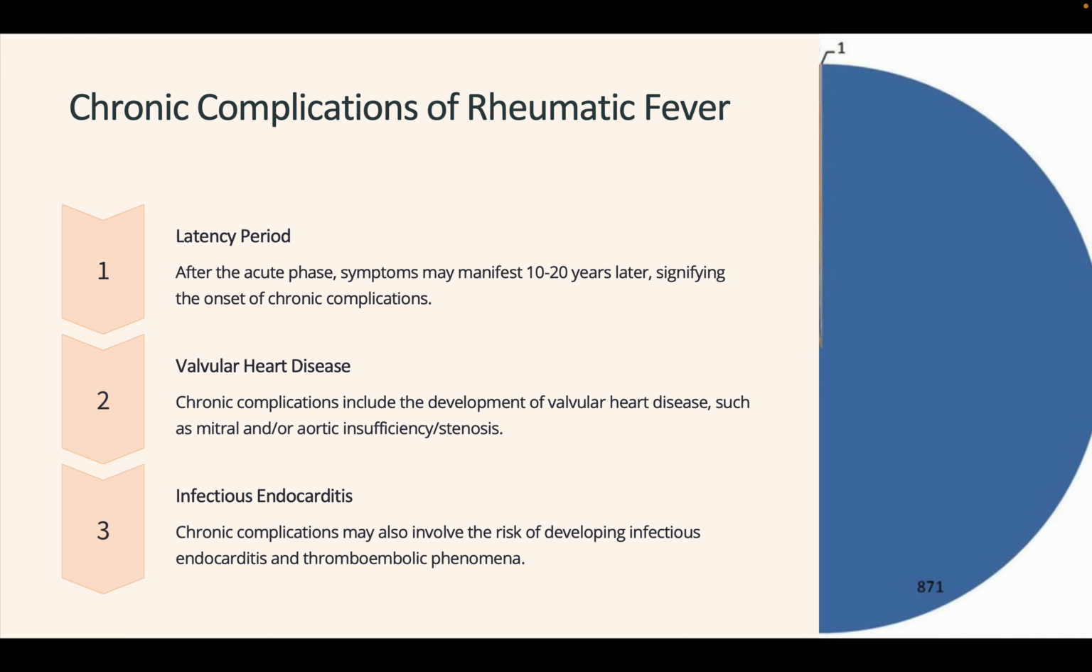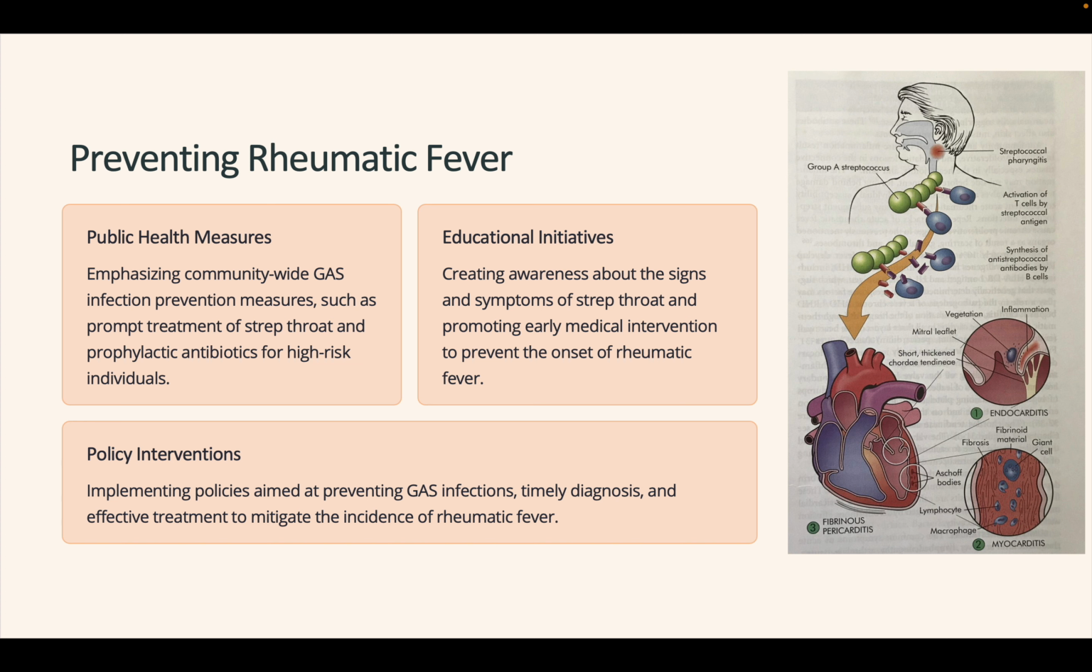Valvular heart disease, chronic complications include the development of valvular heart disease such as mitral valve and aortic insufficiency and stenosis, as we mentioned before. And another one is endocarditis and thromboembolic problems. So the patient may have thromboembolism due to this infection.